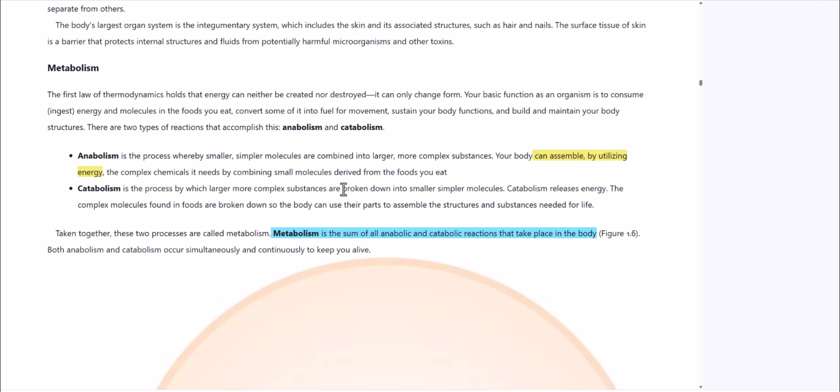So catabolic processes are where we take more complex things and break them down into smaller pieces. When things are broken down, energy is released. When you eat something, your body takes it in and breaks it down. In that breakdown, we release energy. That energy is then used by the body to build up the necessary molecules that sustain your life.